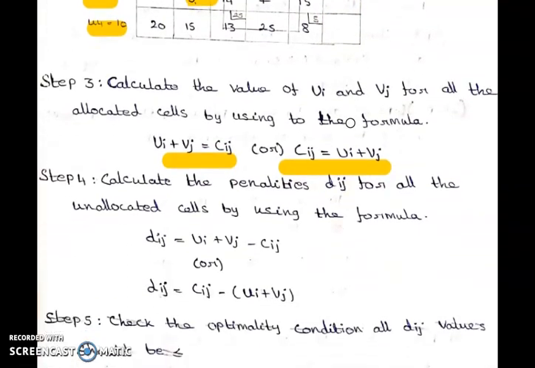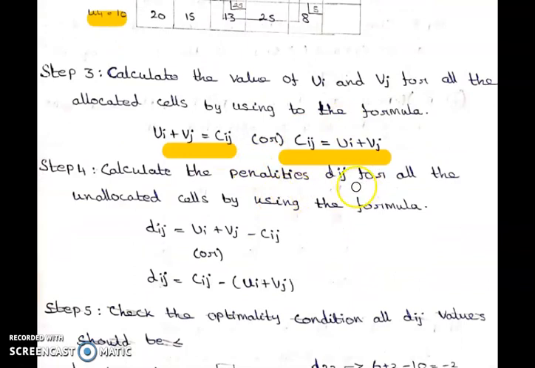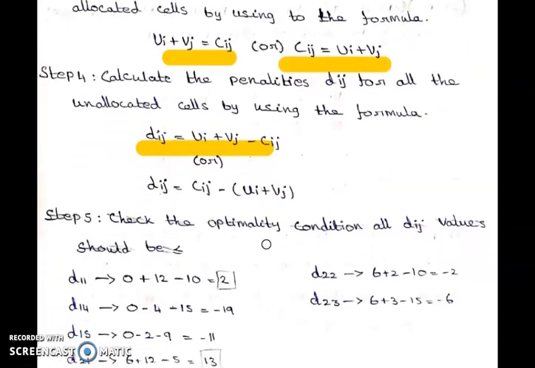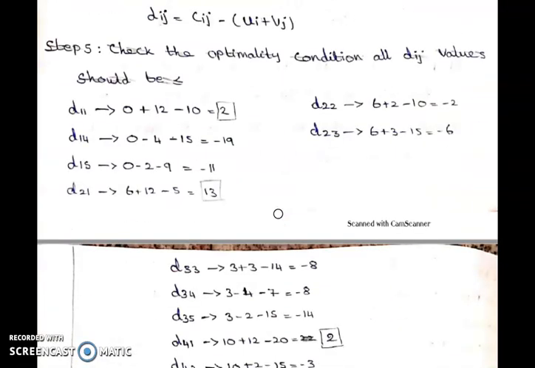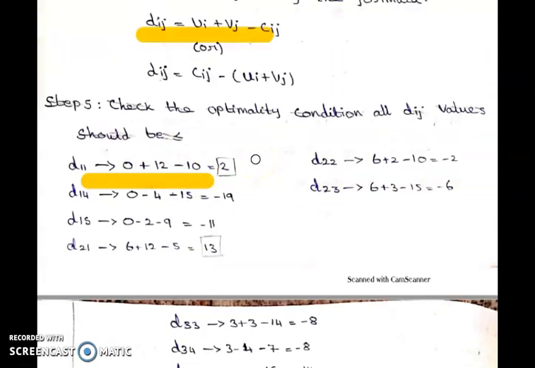After that, we have to calculate the penalty Dij for all the unallocated cells. The formula for unallocated cells is Dij equals Ui plus Vj minus Cij. What are the unallocated values? 10, 9, 5, 14, 7, 20, 15. This is our unallocated value. We have to find D1. D1 means 0 plus 12 minus 10, which is 2.